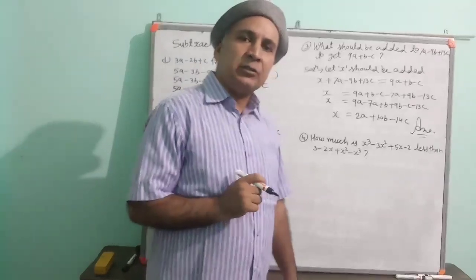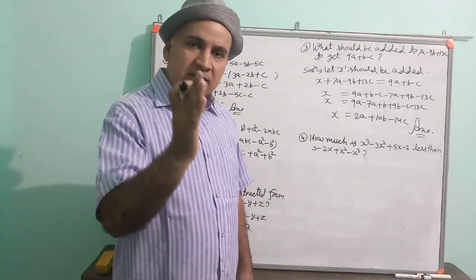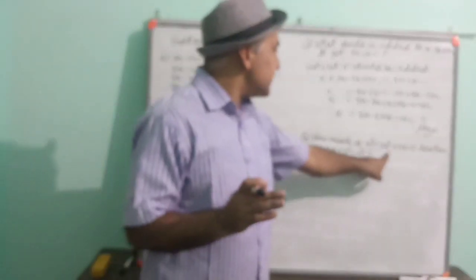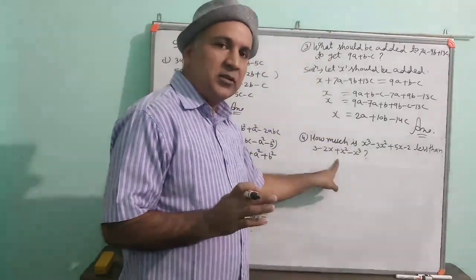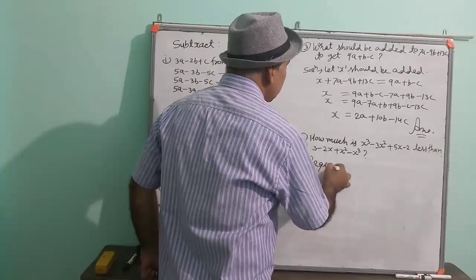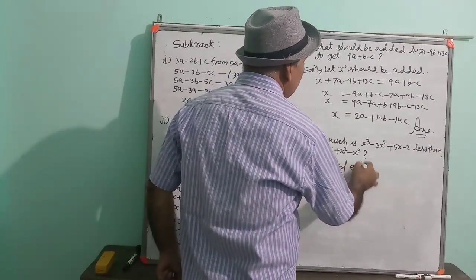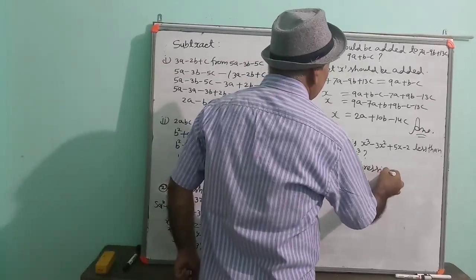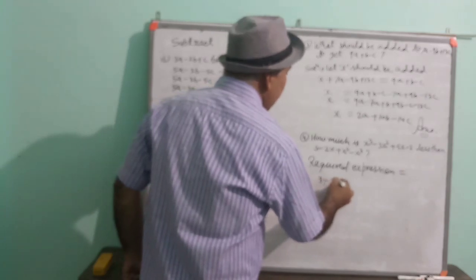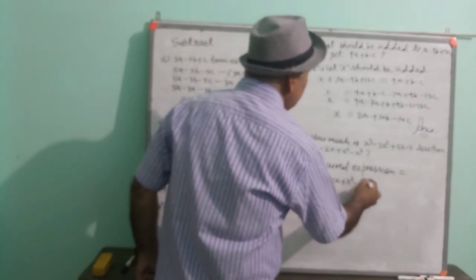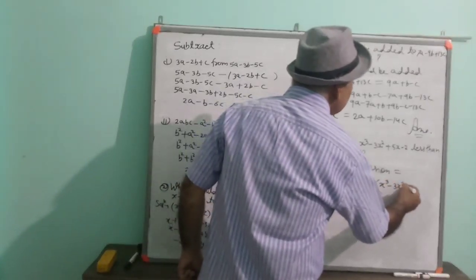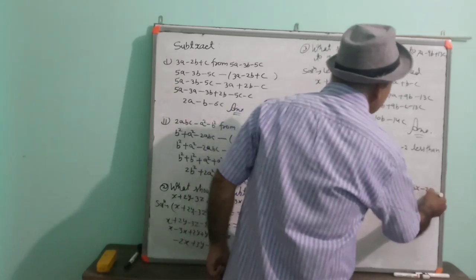But from where are you getting 2? By subtracting 8 from 10. So the same process you will do here. How much is 8 less than 10? Then your method is 10 minus 8. That means the required expression is equal to 3 minus 2x plus x square minus x cube, minus, x cube minus 3x square plus 5x minus 2.